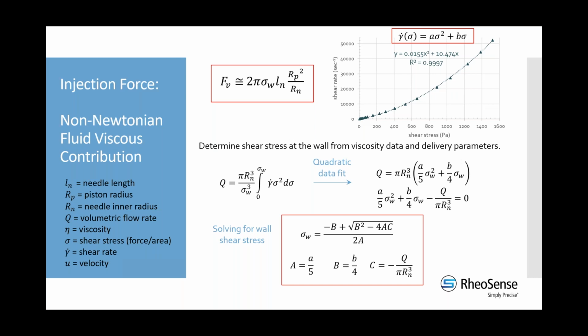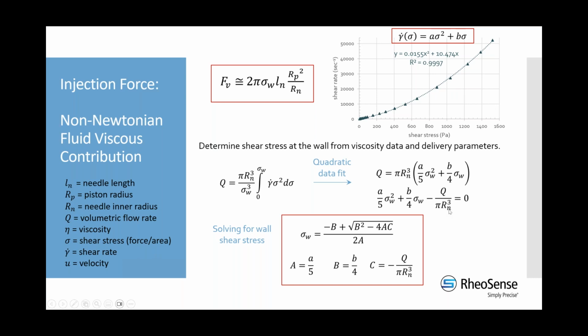I've started working with some solutions which have different shear thinning behavior, where in the future I'm going to have to modify this. But for proteins and antibodies, with that type of behavior that we already saw, this seems to work well. So if we fit our data with this quadratic fit, then we can essentially get a quadratic equation for the shear stress at the wall in terms of our data fitting parameters, volumetric flow rate, and inner radius of the needle.